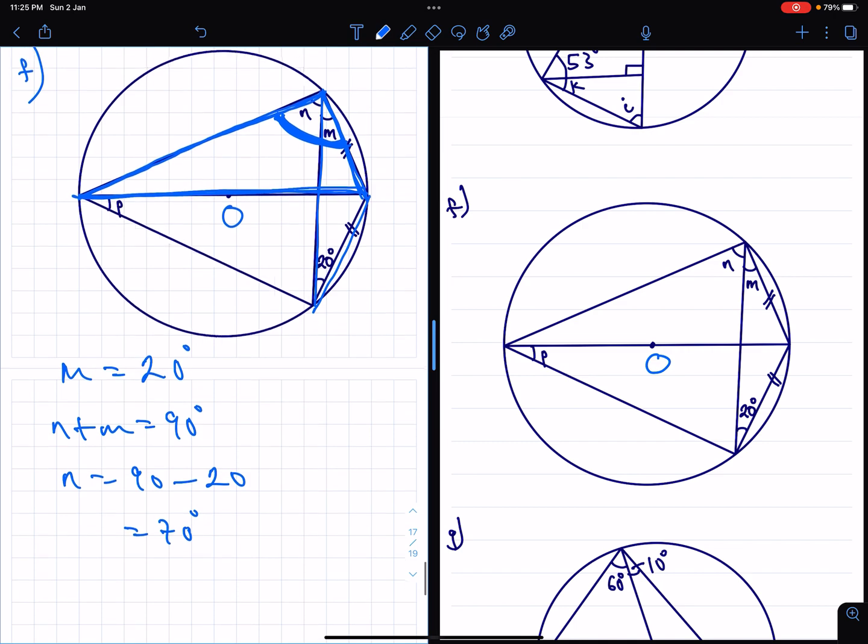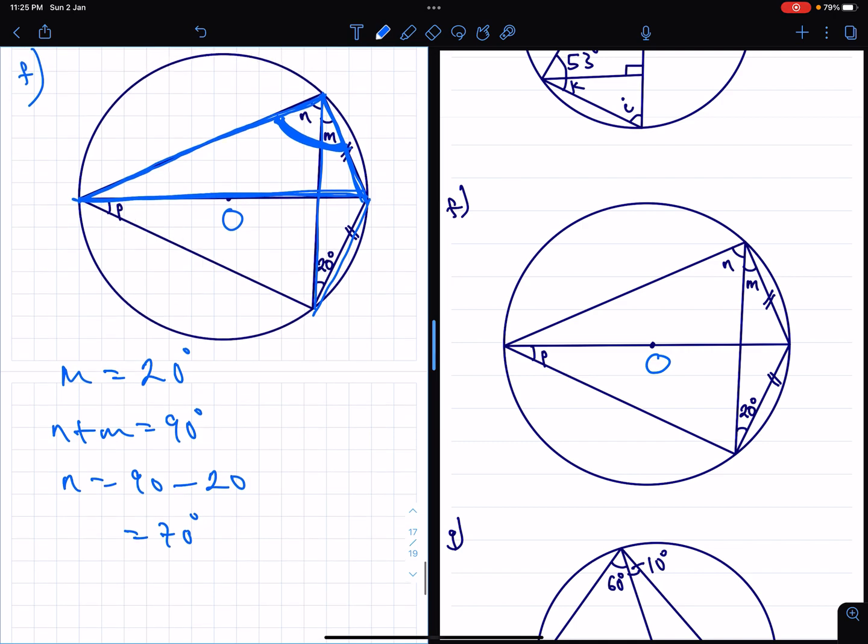Now let's go to the next. What else can I find? I found N, I found M. Now I want to find P. What do I do? You just have to take your time to study the diagram to know which is which. Let me erase the markings on the diagram and make it clearer. Now we can see that. How do I find P here?